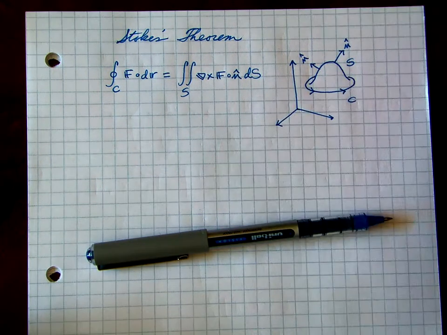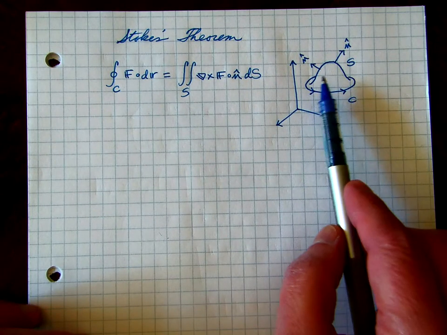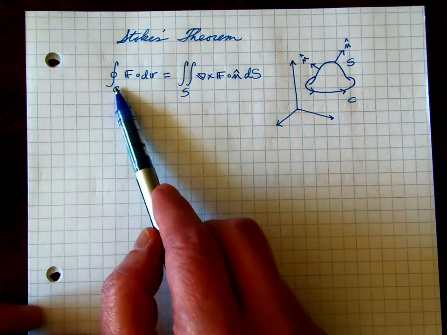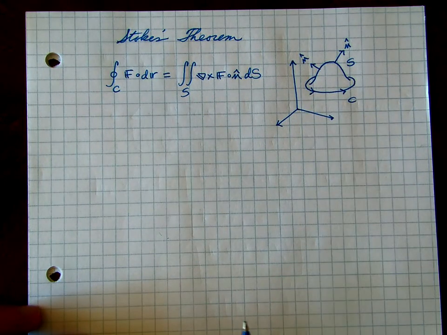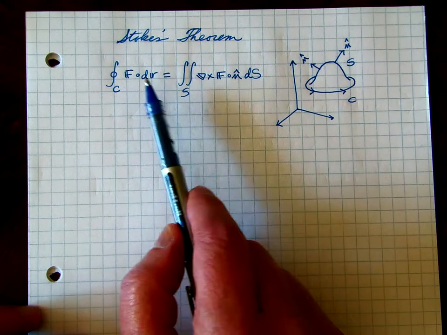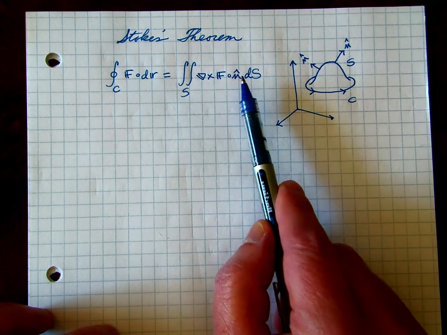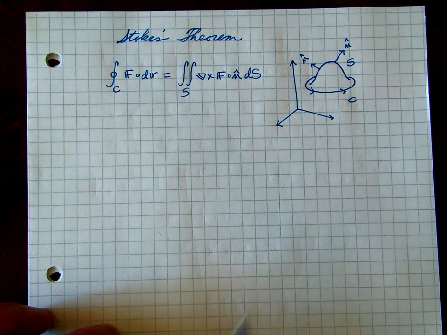In particular, Stokes' Theorem says that the line integral, basically the work that you do by going around the boundary of a surface, is equal to the flux, that is, the surface integral of the normal component of the curl. And that can look pretty obscure, but let's talk about some of the implications.